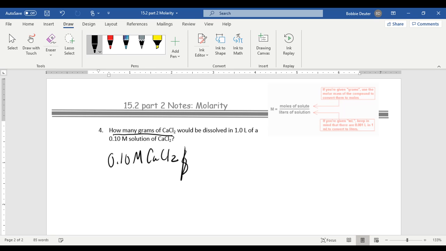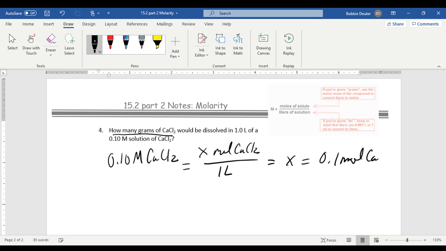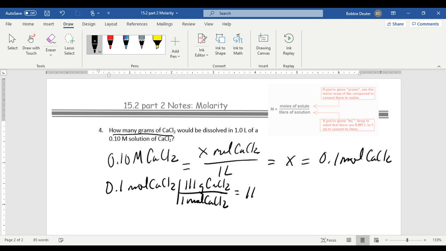Oops, sorry, I got a line there. Need to erase that. And we want to set that equal to X, being moles of CaCl2, over our 1 liter of solution. Well, X is pretty easy to solve for. It's 0.1 moles of CaCl2. But that doesn't give us our answer. We now have to convert that into grams of CaCl2. Knowing that 1 mole, we use the molar mass conversion that we've used for a few chapters now, with 3 significant digits giving us 111 grams of CaCl2 for the molar mass, which gives us 11.1 grams of CaCl2.